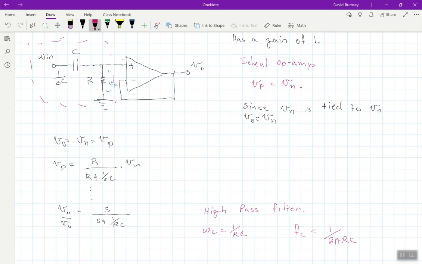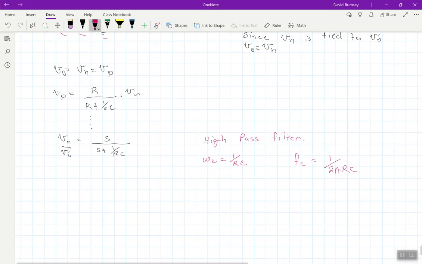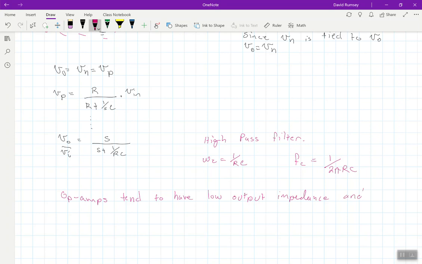Remember, we were concerned about loading effects on the next stage. If we were trying to combine amplifiers together, we had loading effects that we had to be concerned about, because we had to make the resistors like 10 to 100 times bigger than the previous stage, or we'd have loading effects. Well, op-amps tend to have low output impedance and high input impedance.